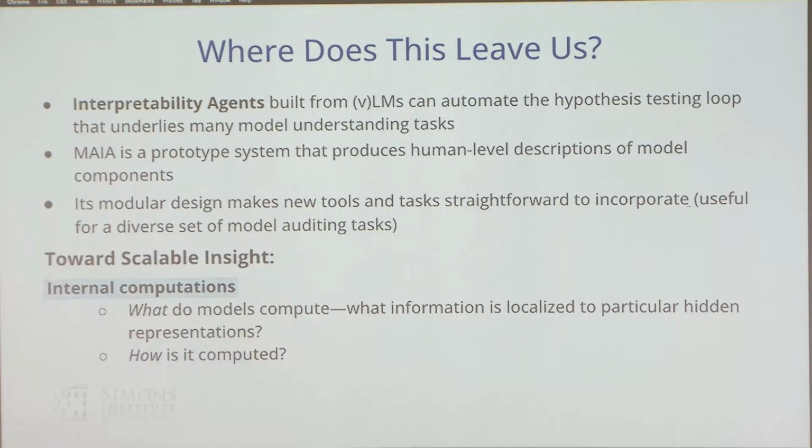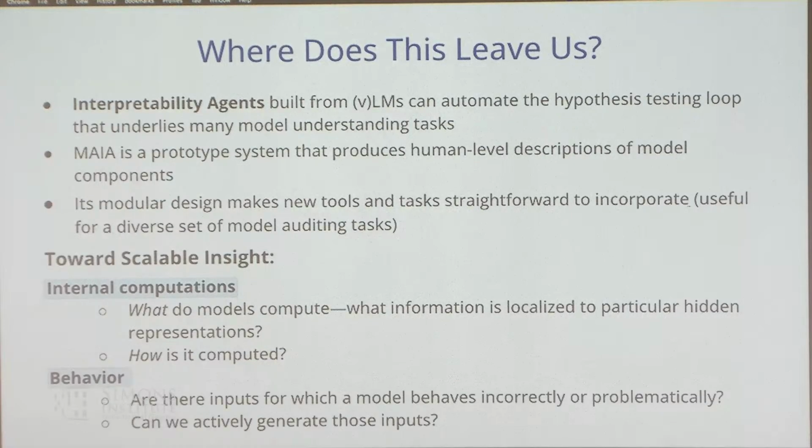As interpretability scientists, we want to understand internal computations of models. So what do models compute, and what information is localized to particular hidden representations? We saw some examples of describing that in natural language today. And importantly, how is it computed? What upstream information is relevant to downstream feature detection? And then we want to use that internal computation information to understand something about model behavior, ideally.